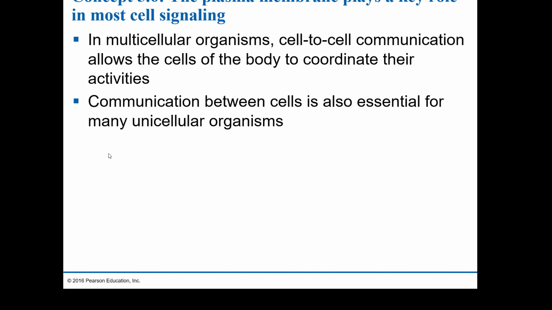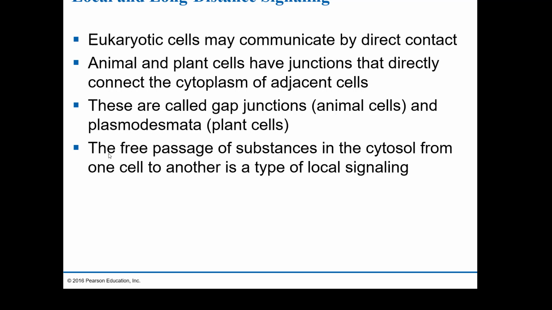All right, concept 5.6: the plasma membrane plays a key role in most cell signaling. In multicellular organisms, cell-to-cell communication allows the cells of the body to coordinate their activities. Communication between cells is also essential for many unicellular organisms. Eukaryotic cells may communicate by direct contact. Animal and plant cells have junctions that directly connect the cytoplasm of adjacent cells. And so these are called gap junctions in animal cells and plasmodesmata in plant cells.